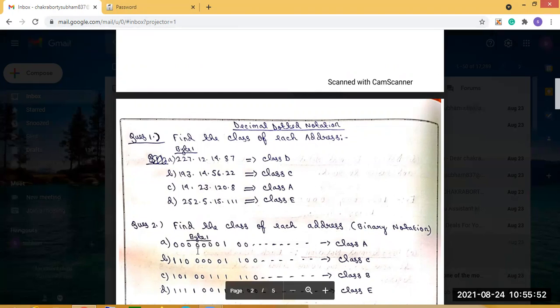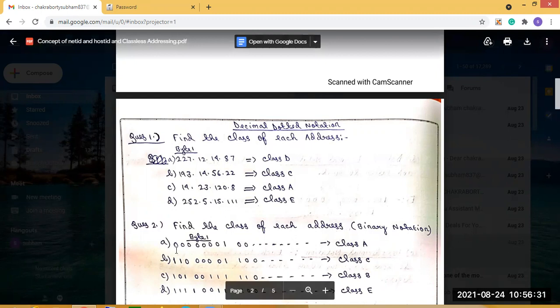In the exam, an address may be given in binary notation. The previous address was given in dotted decimal notation, but if it is given in binary notation, we have to check the first byte using the binary notation table which I have mentioned. Here the first byte is given as 00000001, so it starts with 0.